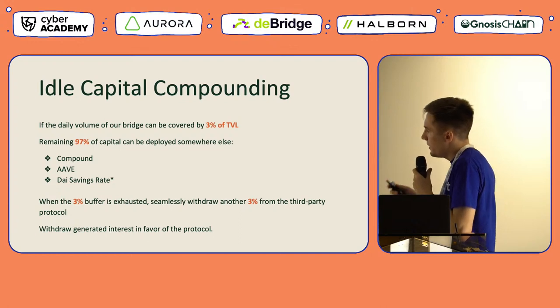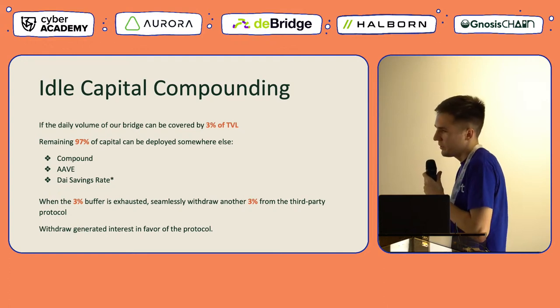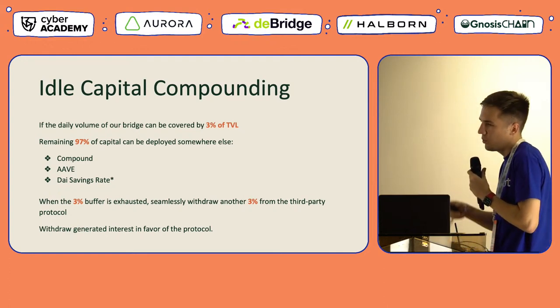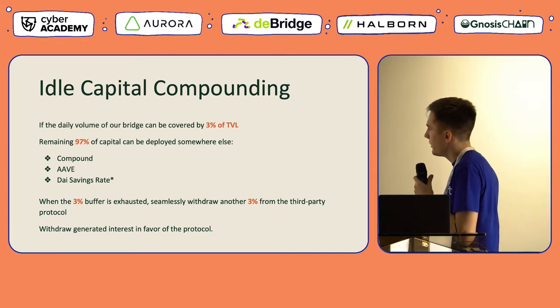And as part of that, any generated interest on top of our deployed capital can be considered as protocol profit and used to fund the bridge operation, the bridge costs, and whatever we discussed earlier.